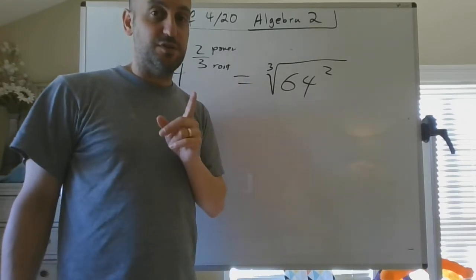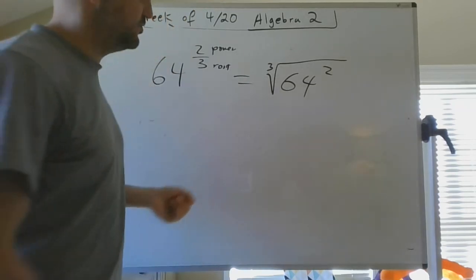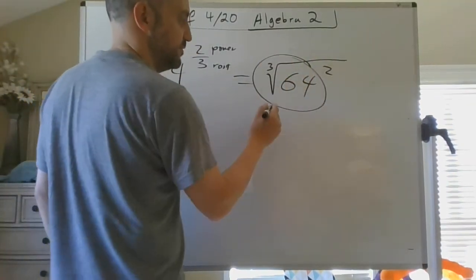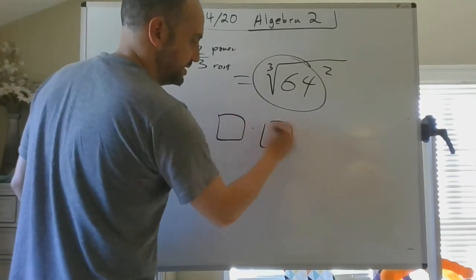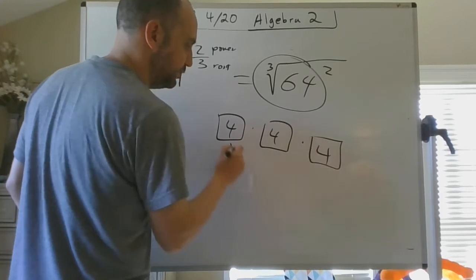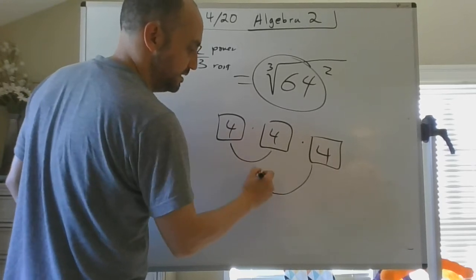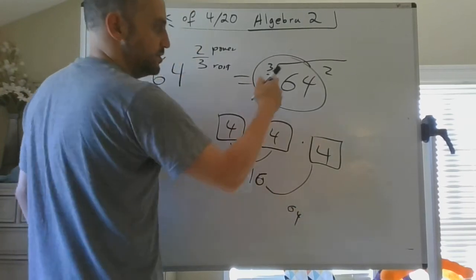Or I have a second option. I can cube root this first and then square it. Let's try that first. So I'm going to try cube rooting this first. The cube root of 64, what multiplies with itself 3 times to get us 64? Well, that's easy. It's 4. 4 times 4 is 16. 16 times 4 is 64. So that's a 4.